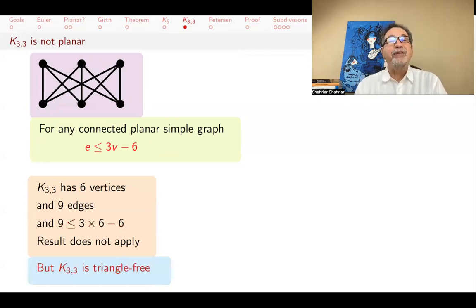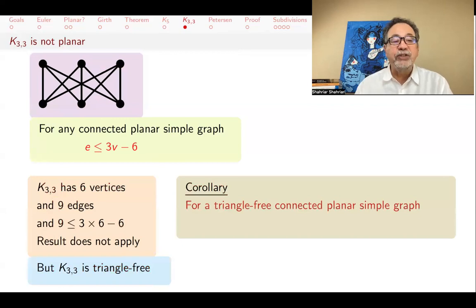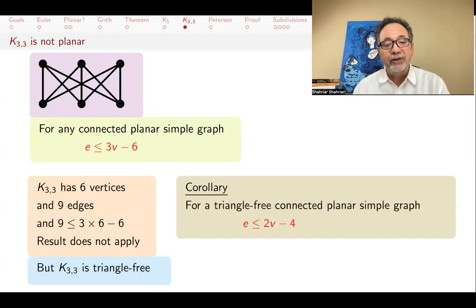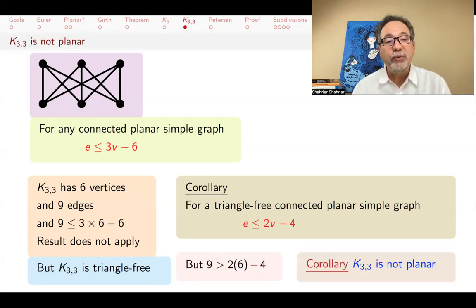It's a bipartite graph. It doesn't have any odd cycles. And so the girth is at least 4. In fact, it is 4. For triangle-free connected planar simple graphs, the number of edges must be less than or equal to 2v minus 4. And 2 times 6 is 12, minus 4 is 8. And 9 is greater than that. And the conclusion is that K3,3 is not planar.